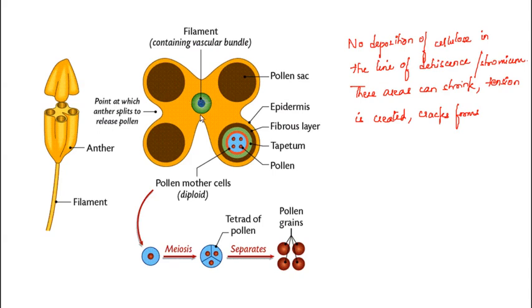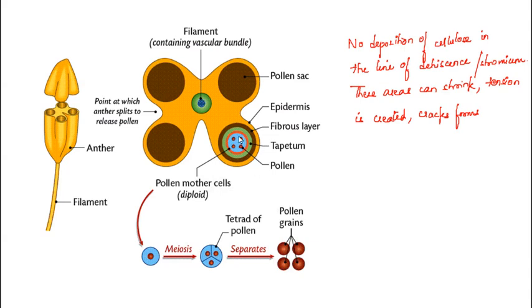These anther lobes have microsporangia, and inside the microsporangium pollen mother cells are produced. This pollen mother cell will undergo meiosis and will produce what? It will produce pollen grains. We will discuss the details in the next few slides.